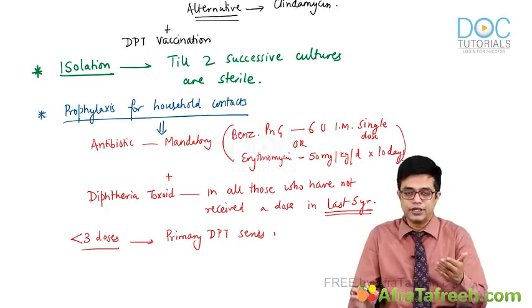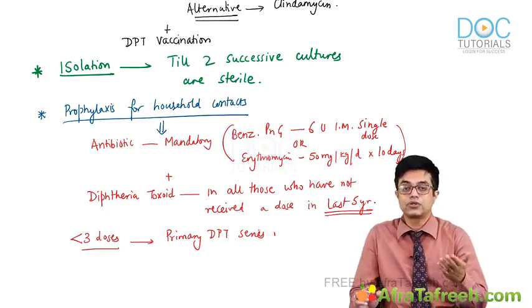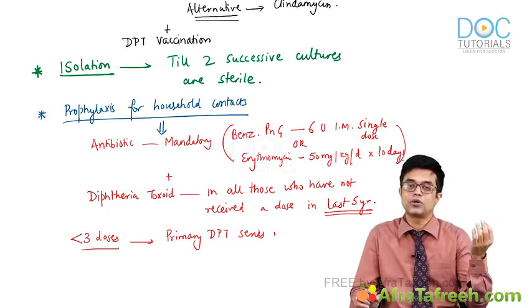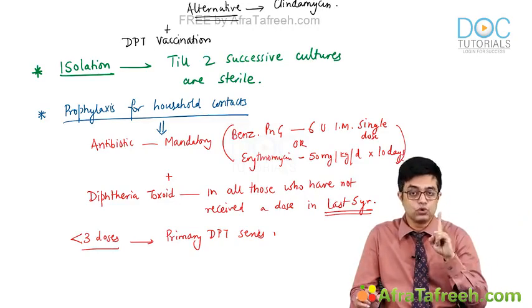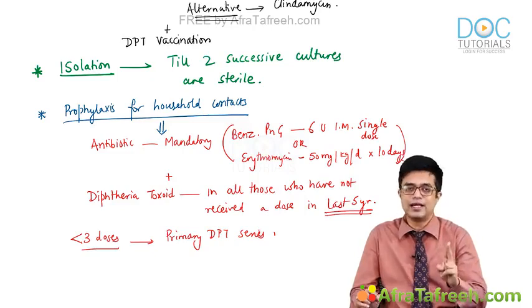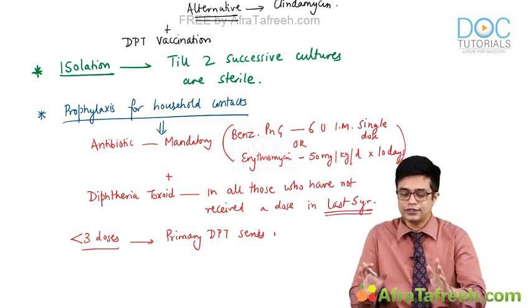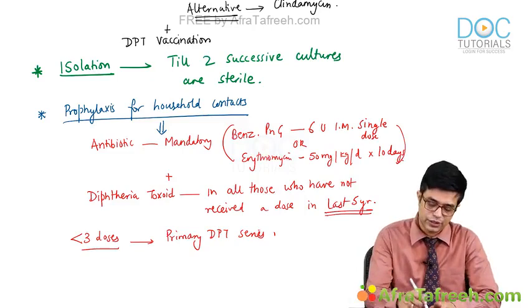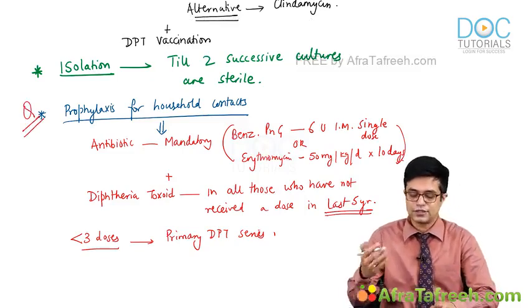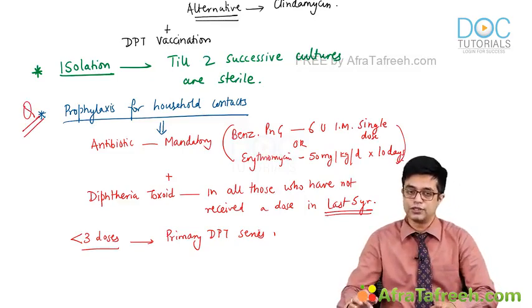But if the patient has not received a diphtheria toxoid, say the last diphtheria toxoid vaccine was taken 7 years back, then you will give one booster dose of diphtheria toxoid and antimicrobial prophylaxis in these contexts. This is extremely important, and an MCQ was asked, a very controversial question.